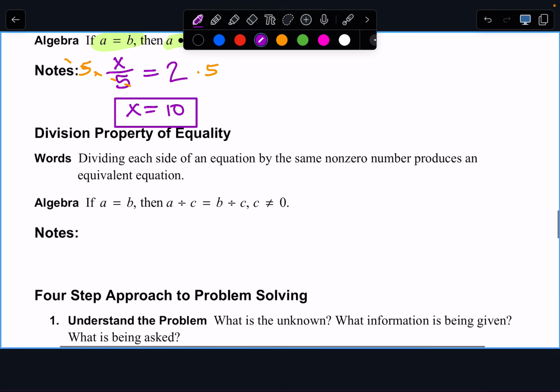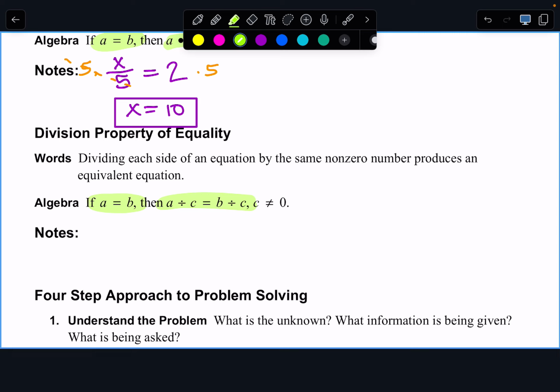Okay, last but certainly not least, it is totally legal if we have A equals B to divide both sides of the equation by the same number as long as we don't divide by 0, because guess what? That is not legal. We cannot divide by 0. The math police will arrest you, yes.